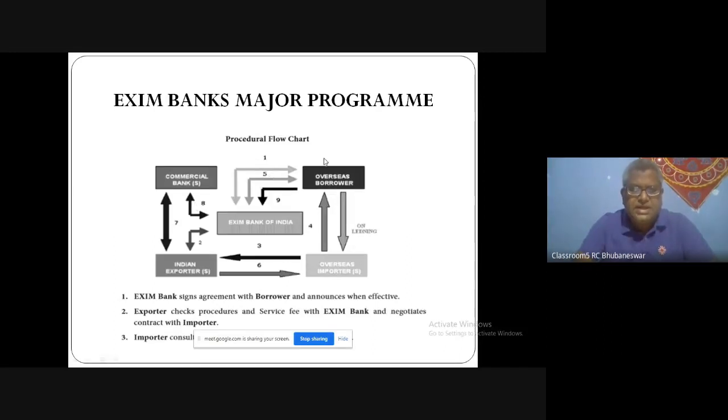And it is a procedural flow chart through which the financing can be made. It means the Exim Bank signs the agreement with the borrower and announces when it is effective. The exporter can check the procedure or service fee, and the bank negotiates the contract with the importer, and then financing can be made. It is a very easy way to understand the Exim Bank in relation to the overseas borrower and overseas importer. Another one is commercial banks, which have refinancing facilities. Another one is the Indian exporter.